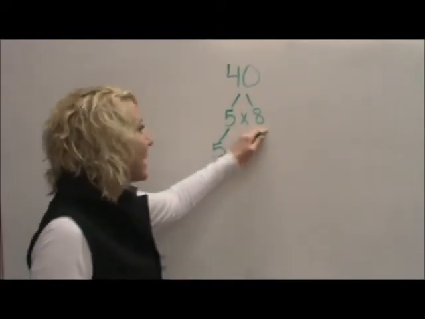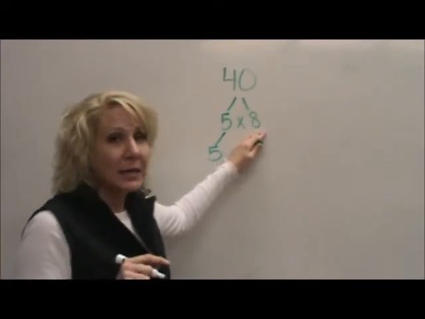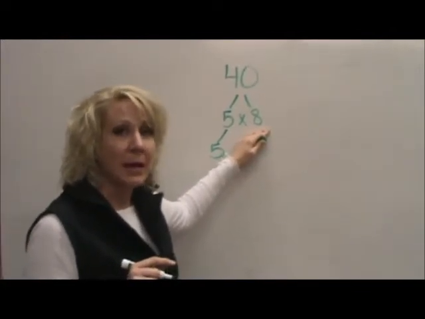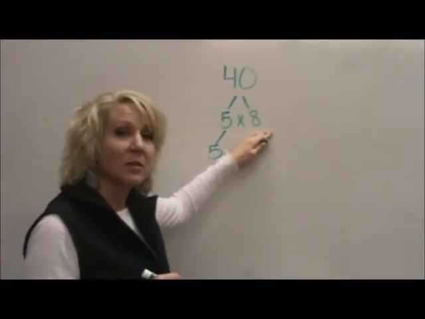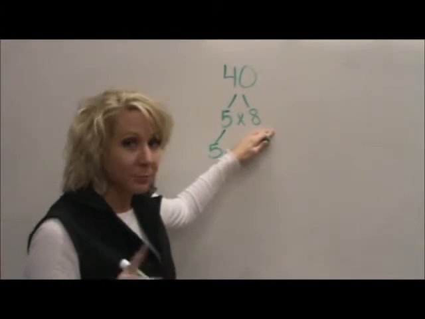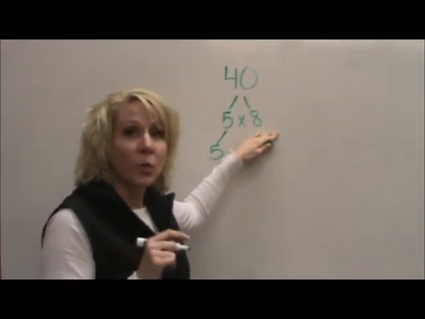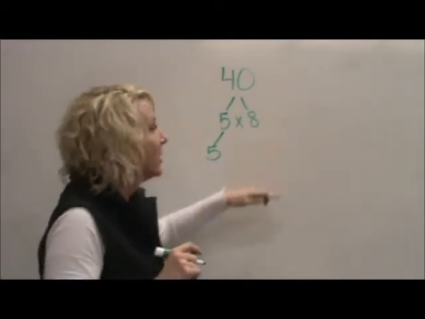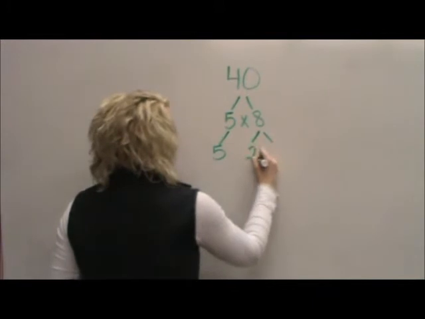Now let's look at the number 8. Is 8 prime or composite? Well, 8 is composite because not only can we make 8 using 1 times 8, we could also create 8 by multiplying 2 times 4. That's what makes 8 composite. Since it is composite, we need to factor the number 8. So let's do it. We're going to use 2 times 4.